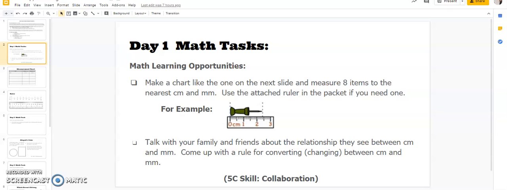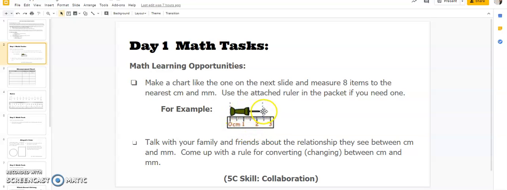Now, if you're doing it on Google Classroom, you might see day 1 math test. That is day 1 of week 2. All right, so for our math test today, we are going to make a chart like the one on the next slide and measure 8 items to the nearest centimeter and millimeter. Use the attached ruler in the packet if you need one. There's one in the packet that you can cut out.